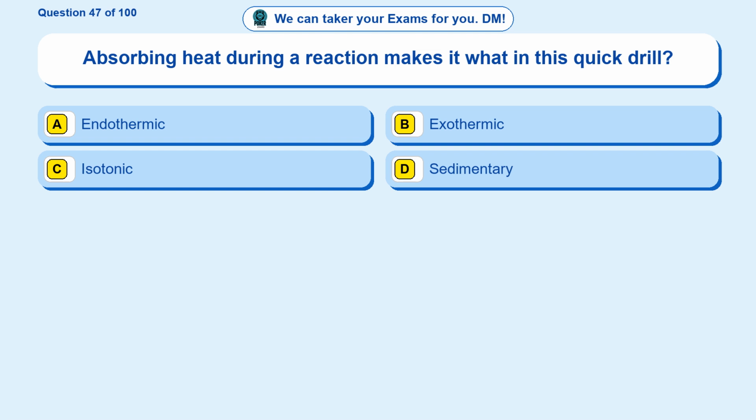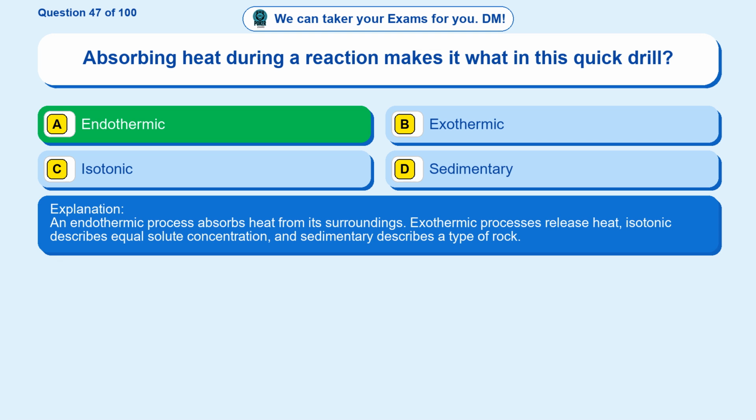Question 47. Absorbing heat during a reaction makes it what in this quick drill? Option A, endothermic. Option B, exothermic. Option C, isotonic. Option D, sedimentary. The correct answer is option A. Endothermic. An endothermic process absorbs heat from its surroundings. Exothermic processes release heat. Isotonic describes equal solute concentration, and sedimentary describes a type of rock.